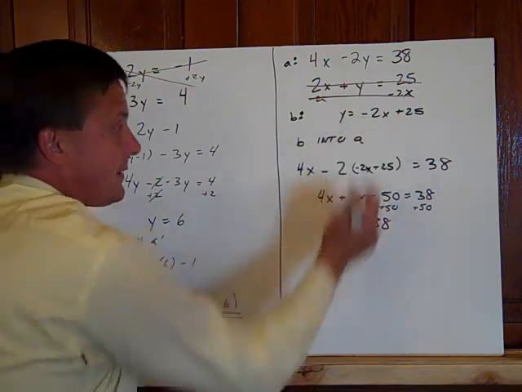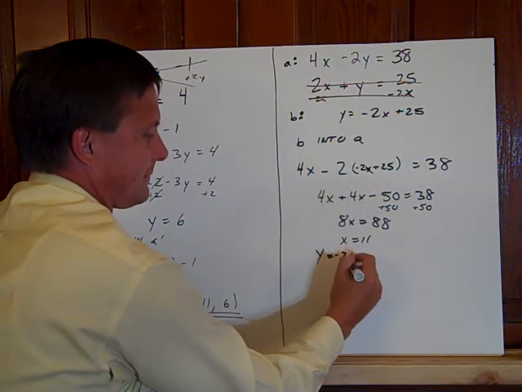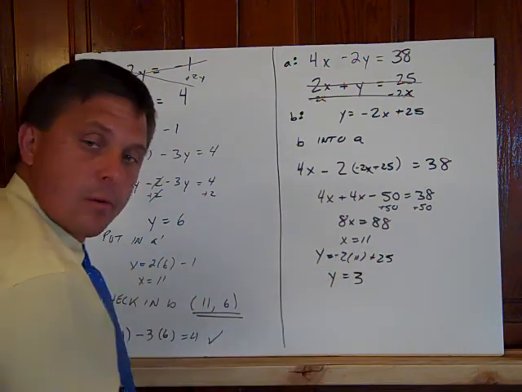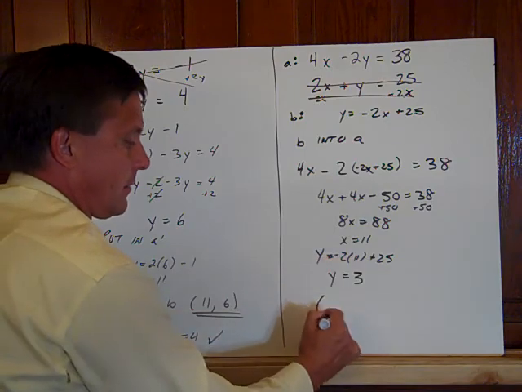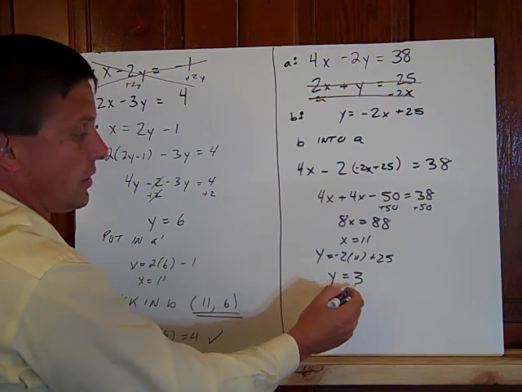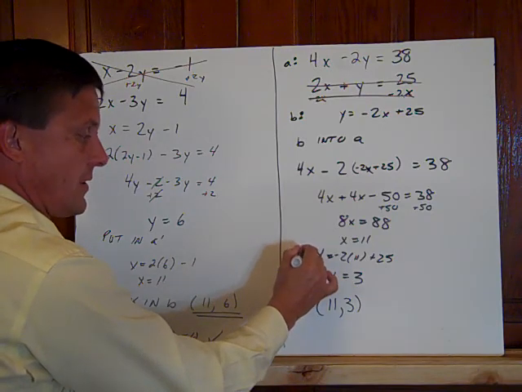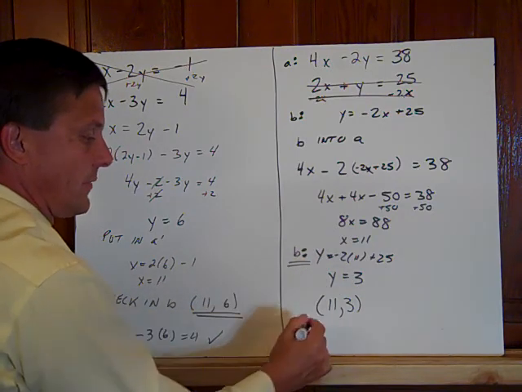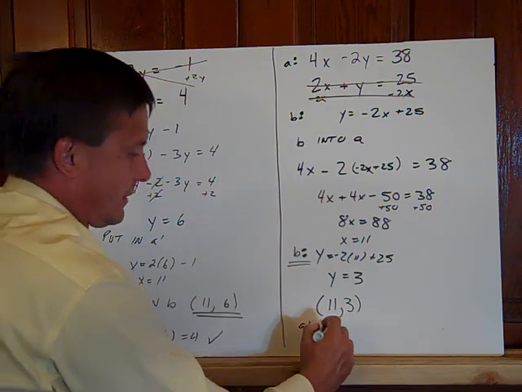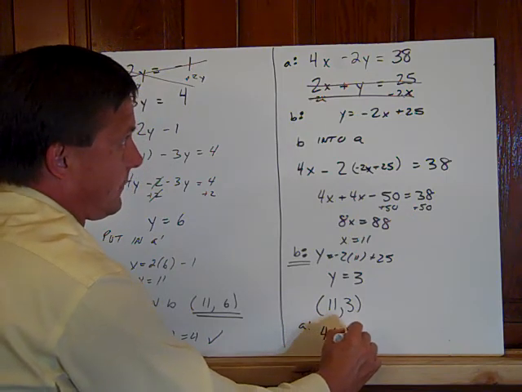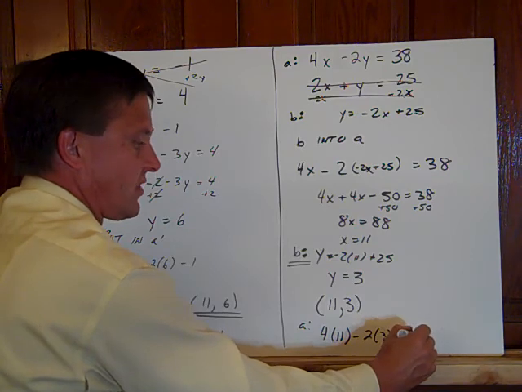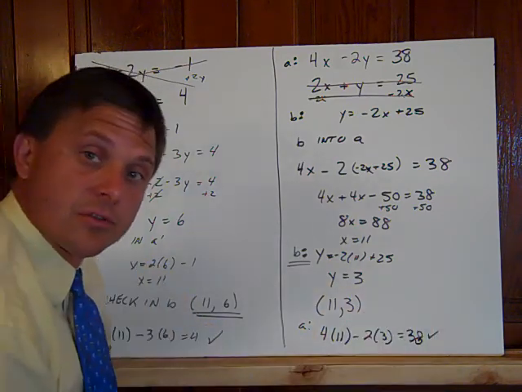I will put 11 into the other one. And if you didn't catch this, this is the same problem. Y is 3. If we check that, and here we used B, we have to check it with A. And I put it up there, I get 44 minus 6, and the question is, is 44 minus 6 38? If you check it on your calculator with some longhand math, the answer is yes, it is.